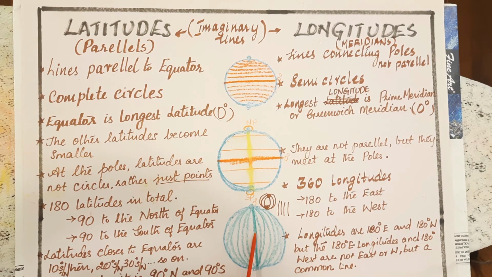Okay, so to the eastern side of this Greenwich meridian or the prime meridian, there are 180 lines, and to the left side, that is to the west, there are 180 lines. All together is 360 lines, and they start from the North Pole and end at the South Pole.